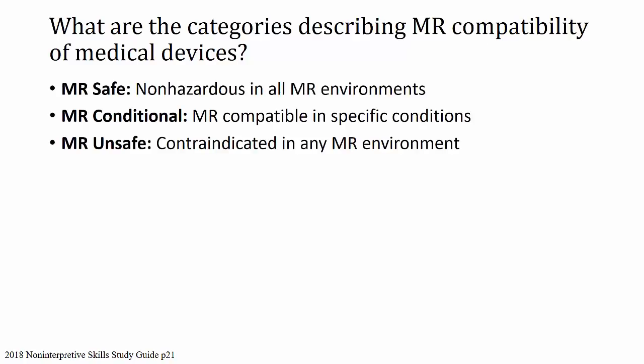Next question, what are the categories describing MR compatibility of medical devices? All right, so there are basically 3 categories. Those that are MR safe, that are non-hazardous in all MR environments; those that are MR conditional, meaning they're MR compatible in specific conditions; and MR unsafe, which are contraindicated in any MR environment.